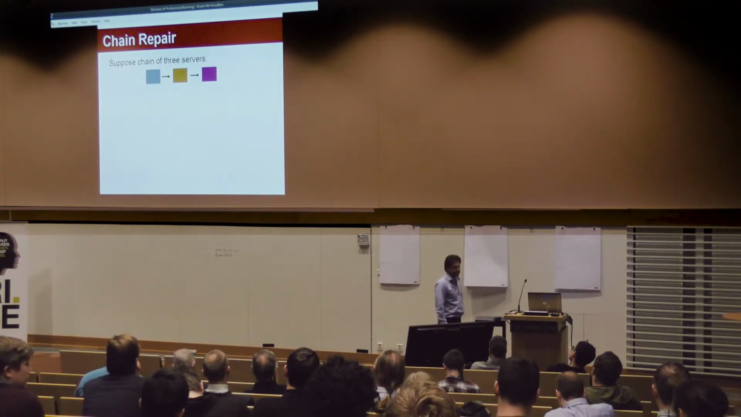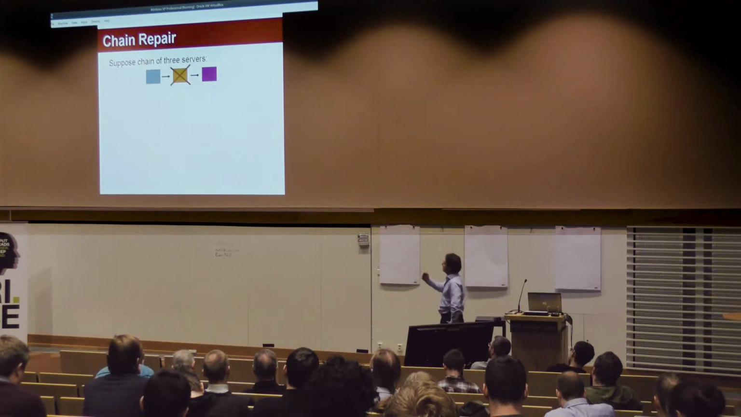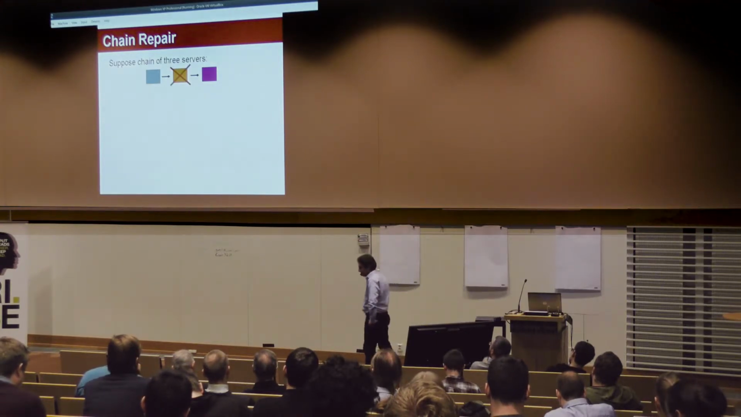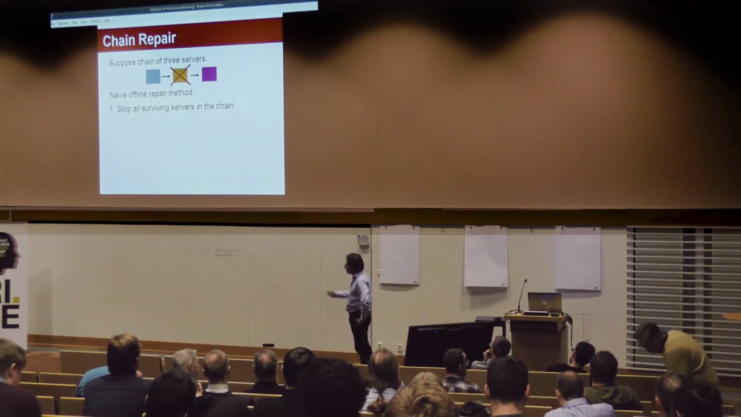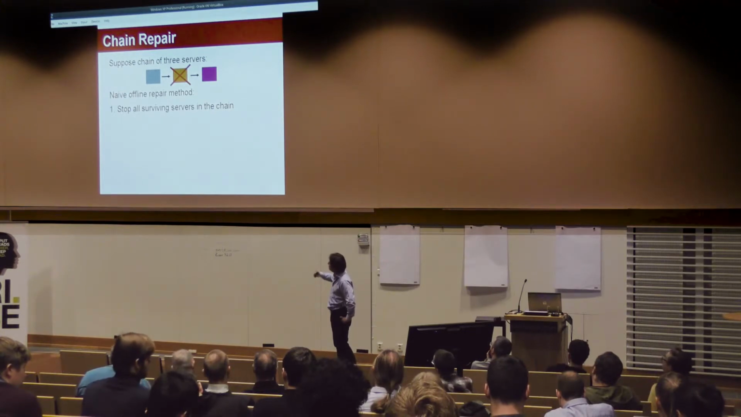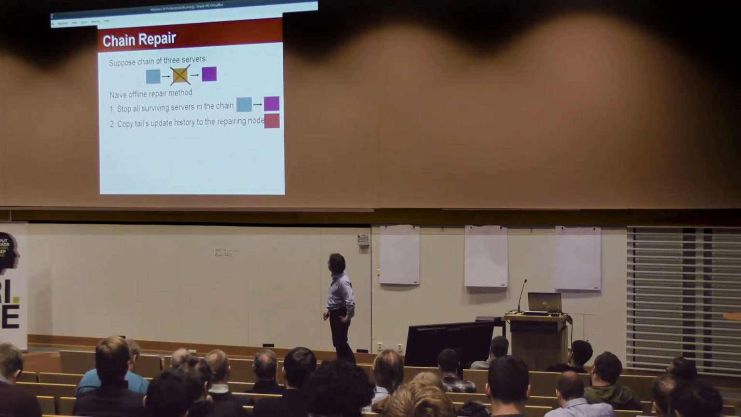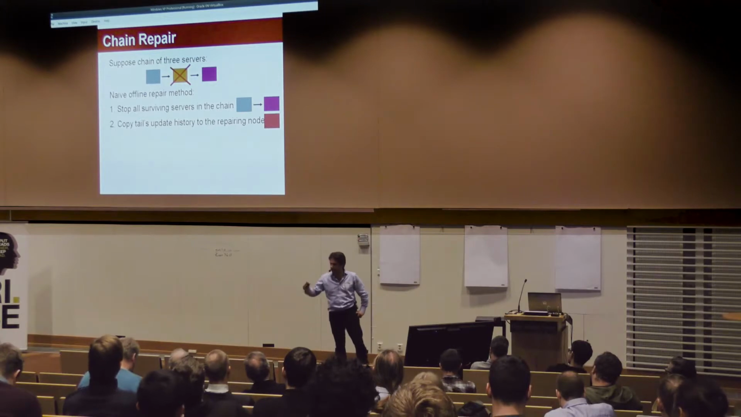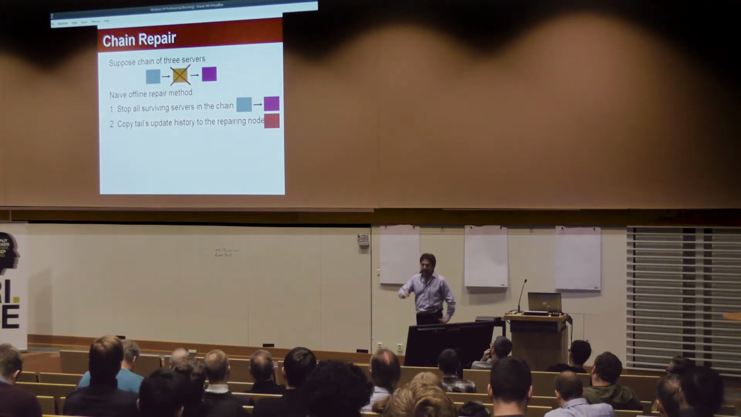repair problem. So let's say that we have a number of servers, say 3 of them, and something bad happens and one of them crashes. So what we want to do in the chain repair is to repair this chain, i.e. bring the new server back. So one naive way of doing this sort of thing is to say that we'll stop all the servers, and we are going to copy the tail's update history to the repairing node. So we're going to attach now a new server, and we're going to copy everything from the new tail, well actually it was also the old tail, to the new server. So that will restore the history, and things will work from that point on.